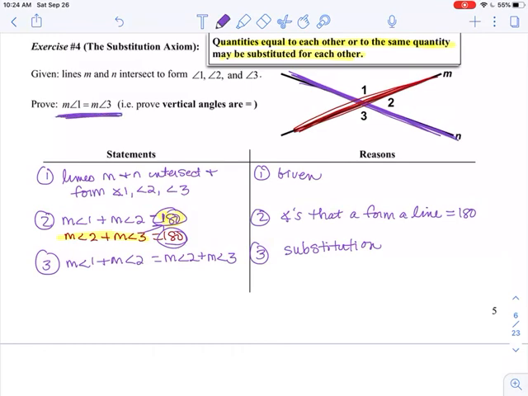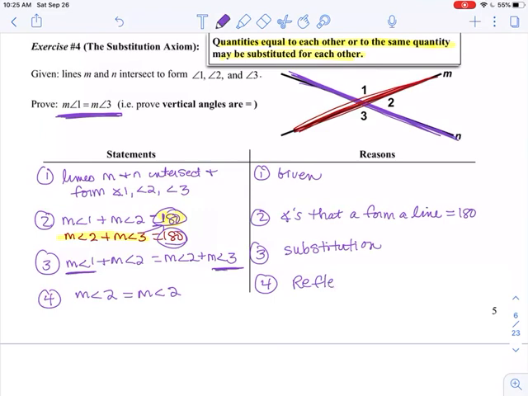Now let's look at what I'm trying to prove. I'm trying to prove angle 1 is congruent to angle 3, or equal to. I almost have it. Look, I have angle 1 on the left, I have angle 3 on the right. The thing that's in the way is the angle 2's. I need to get rid of the angle 2's. So the way I get rid of them is by subtracting them, but I can't subtract them unless they're part of my proof. So step 4 is going to make them part of my proof.